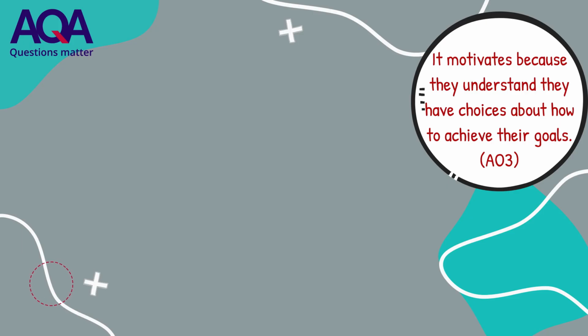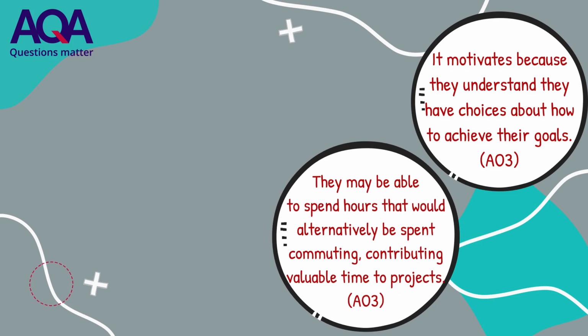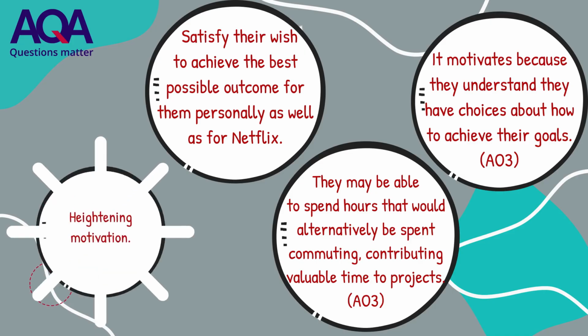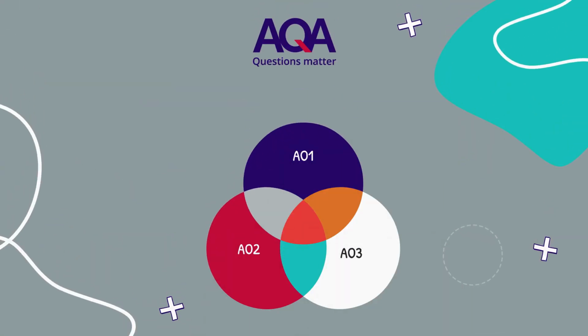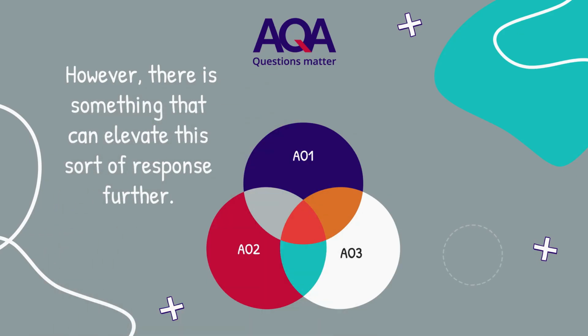AO3. Which can make them more productive, as they may be able to spend hours that would alternatively be spent commuting, contributing valuable time to projects. AO3. Which would satisfy their wish to achieve the best possible outcome for them personally, as well as for Netflix. Heightening motivation. As you can see, it is the interweaving of the first 3 AO skills that is the basis of well-focused analysis. However, there is something that can elevate this sort of response further.